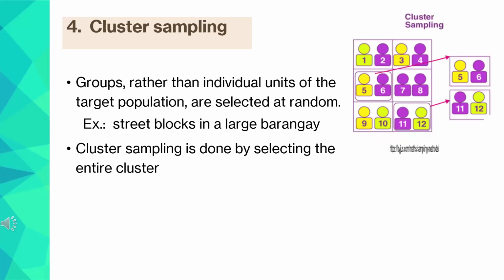In cluster sampling, groups rather than individual units of the target population are selected at random. A good example of this would be like street blocks in a large barangay. So let's say you're starting with a city or a municipality, and then you try to randomly select which barangay, and then which block. And then when you select a block, lahat nung nandun sa block na yon na households, isasama na sila. So cluster sampling is done by selecting the entire cluster rather than pick out randomly individuals from that cluster.